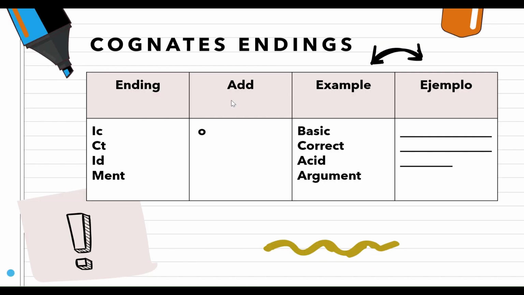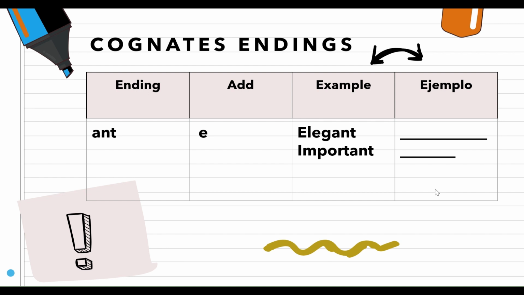Then we have different endings here. If the word ends with IC, CT, ID, or MENT, we need to add O to the word. Let's see some examples. Basic, we're going to add the O, and we get básico, right? Then we have correct. The ending is CT. So we are going to add the O at the end. So in Spanish, correcto. Next one, acid. The ending is ID. We are going to add the O, and we will get ácido. Argument, ending MENT. We are going to add the O, and we will have argumento.